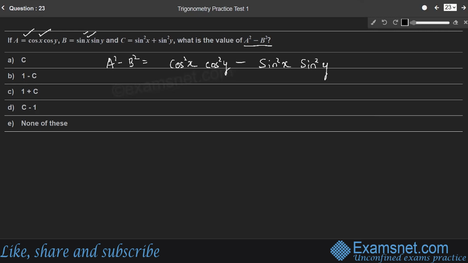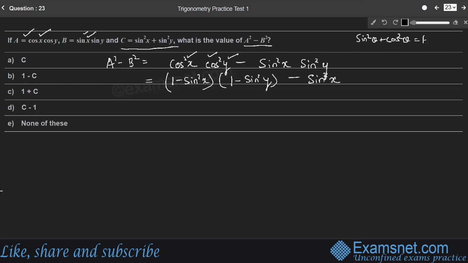Right? So here C is given in terms of sine, right? So let us express cos square x and cos square y in terms of sine, right? Since sin square theta plus cos square theta is equal to 1, cos square x can be written as 1 minus sin square x, right? So 1 minus sin square x into cos square y, which can be written as 1 minus sin square y, minus sin square x into sin square y.